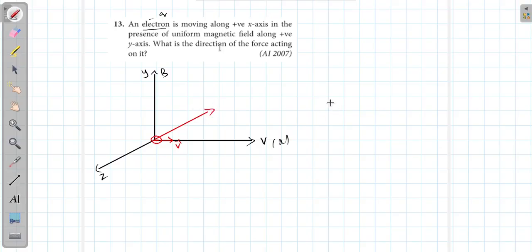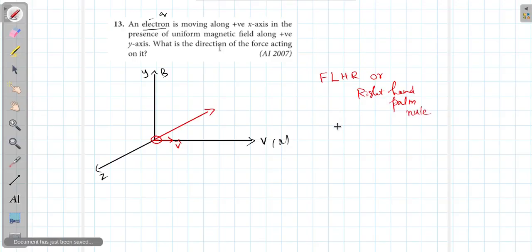Actually, in case of Fleming left-hand rule or right-hand palm rule, we always have a reference of positive charge. The direction is applicable only for the positive charge. In case of negative charges in motion, the direction of the thumb represents only the direction of the force of positive charge.